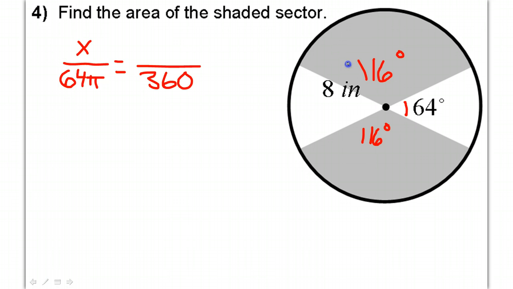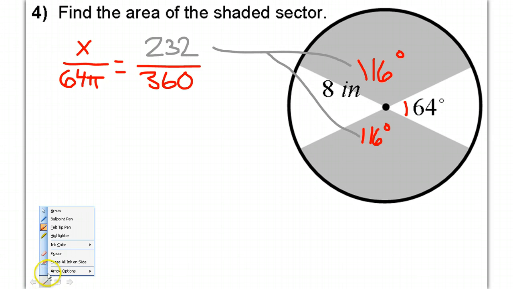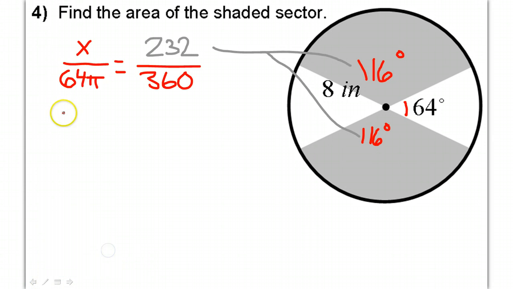We need the total degrees from the 116, and it's 232 from both of them, because that's the total degrees. And then you go ahead and do the problem. So 232 over 360, I'm seeing if that reduces much. That's 29 over 45.